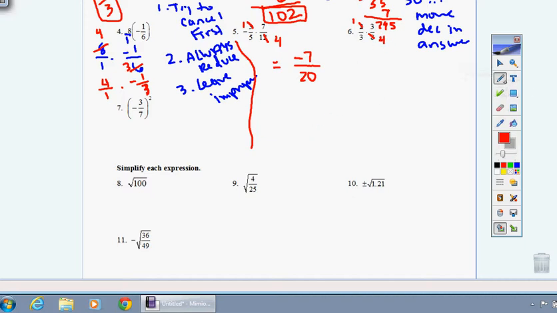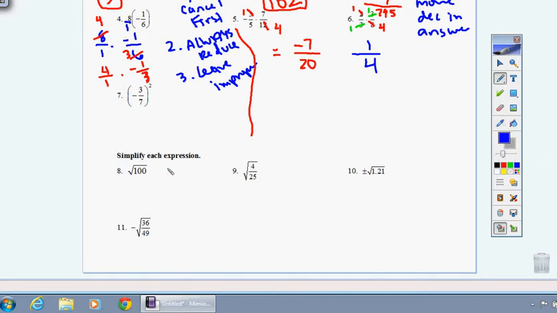Alright, what about the 3 and the 3? What's 3 divided by 3? 3 over 3 can reduce to 1 and 1. So really, I have 1 times 1 over 1 times 4. So 1 times 1 is 1, and 1 times 4 is 4. So my answer is just 1/4.